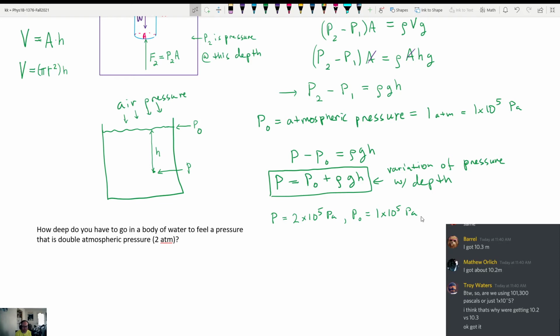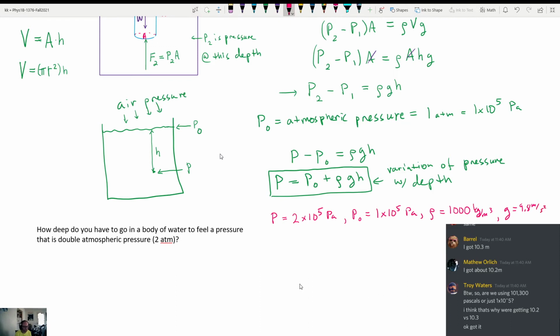And what else do we know? Well, we know the density of water. The density of water is 1,000 kg per meter cubed. Here, just to distinguish what we're doing from the work we had done before, let's make this a different color. And finally, we know one other thing. We know g. g is 9.8 meters per second squared. And our goal here is to solve for h.